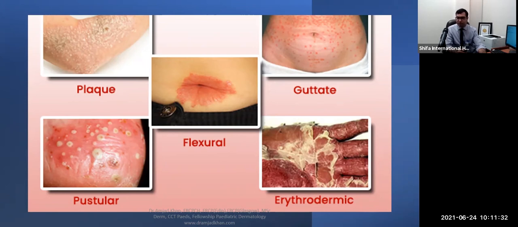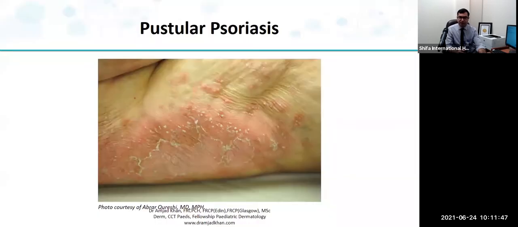And then erythrodermic. Erythrodermic psoriasis is a dermatological emergency. Erythroderma is a dermatological emergency. We'll talk about it in one of our last lectures, where we will be discussing dermatological emergencies. Pustular psoriasis, you can see the photo is courtesy of my colleague from the States, Dr. Qureshi. And there are a few other photographs from his presentation as well as from DermNet, Amjad, and Google stock images.